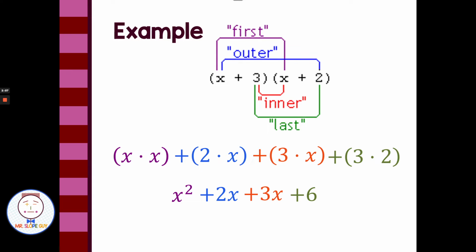And quite often when we multiply with FOIL, we end up with some like terms. We don't always, but most of the time we will. So 2x and 3x are like terms. We can add those together and get 5x. So in descending order, or standard form, we have x squared plus 5x plus 6.